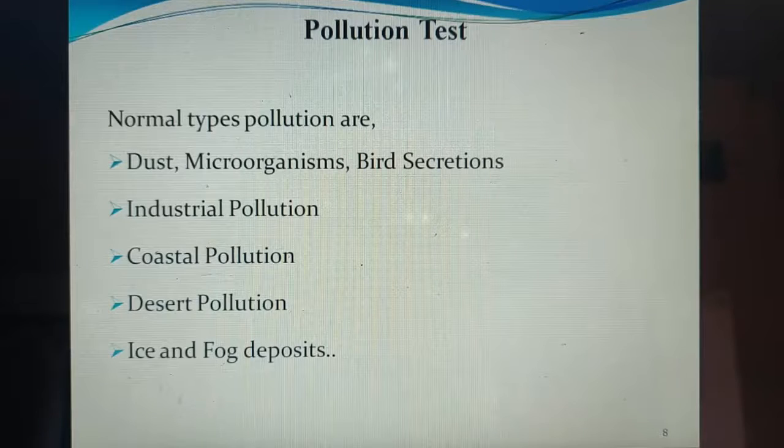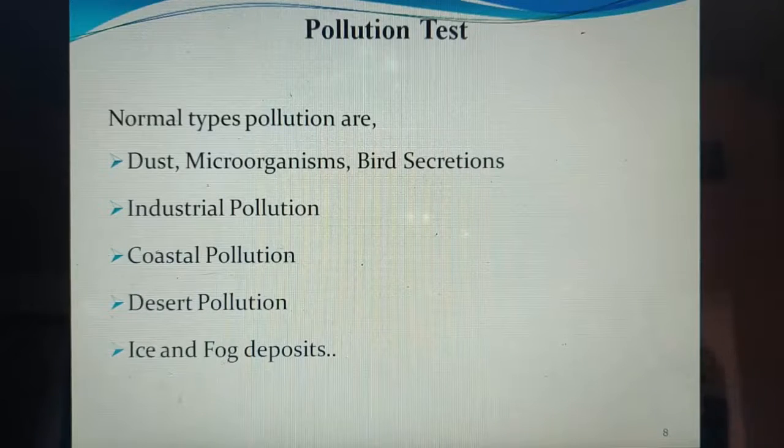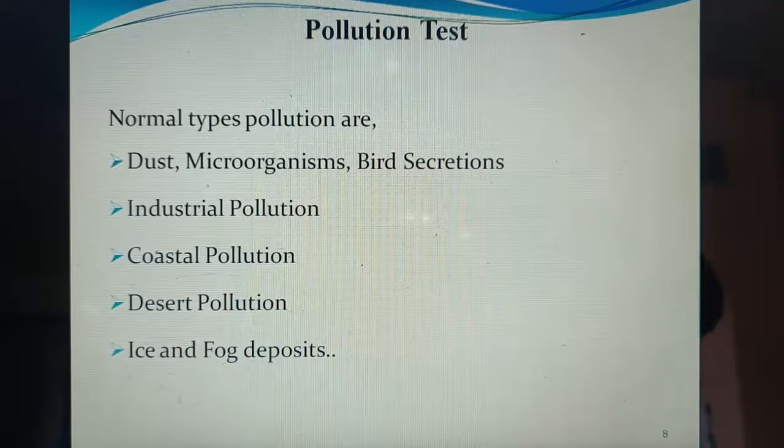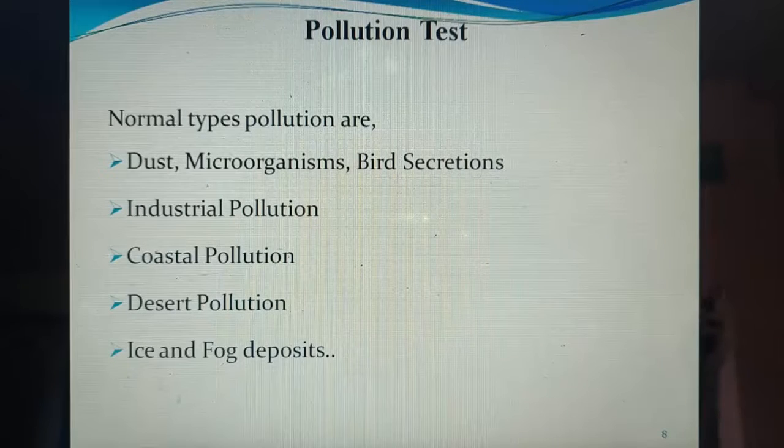So why are we performing the pollution test? Due to pollution, there is corrosion of the insulator or of any metal part, and non-uniform gradient along the insulator string. Pollution also causes deterioration of the material, and partial discharge and radio interference also occur.